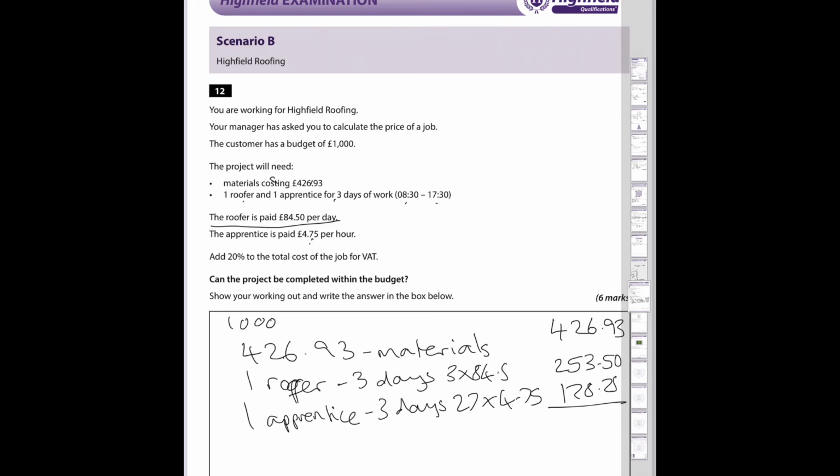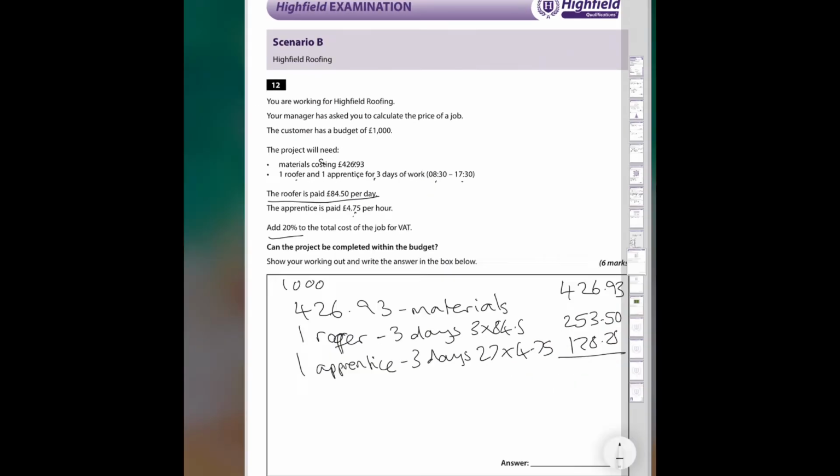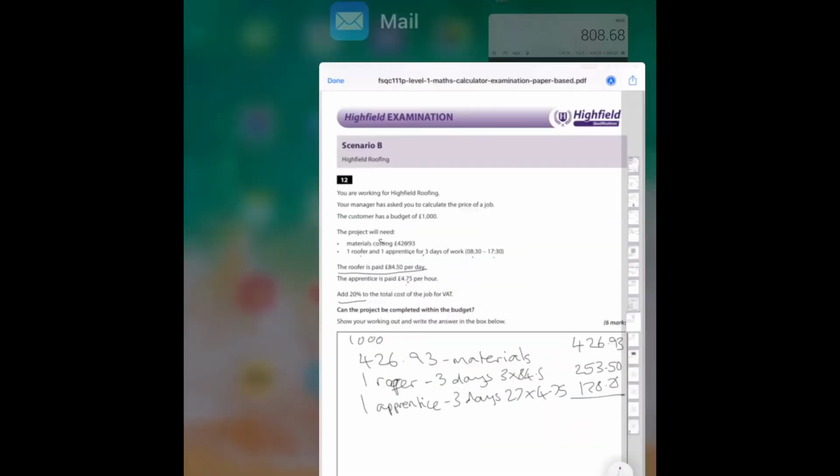So we've got the materials, we've got the roofer, and we've got the apprentice, and that's how much all 3 of those are going to cost. The next bit, it says add 20% to the total cost of the job for VAT. So let's work out the total cost based on this information. So we've got the 128.25, we'll add 253.5. And then we'll add 426.93. That's 808.68.